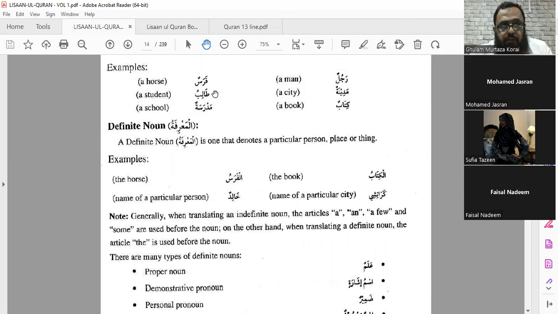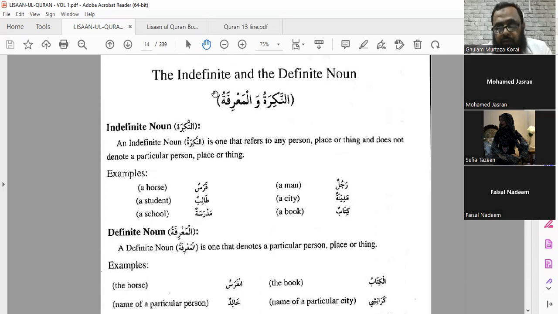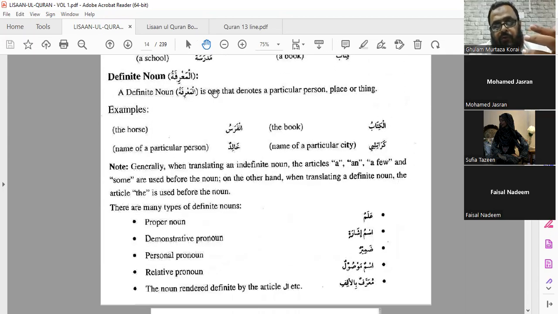So, brothers and sisters, this is what a common noun, that is an-nakiratu, means: a common name that is not a particular or specific name given to a person, place, or a thing. That is what common means, shared by all. Now we are coming to a specific, or proper noun.